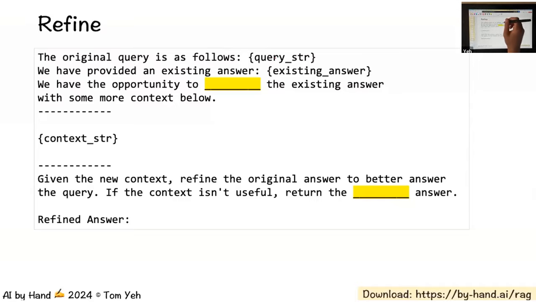So refine the original query as follows: query, but we have provided an existing answer. In this case, we're not asking the large language model to generate new stuff. We have actually quite an answer maybe from our database. We want the large language model to refine it. So we have the opportunity to refine. So tell the large language model to refine the existing answer with some more context below. This comes from the database, and given the new context, refine the original answer to better answer the query. If the context isn't useful, just return the original answer. You don't have to refine. You could just keep the original answer, and the refined answer, and send all this to the large language model to continue to provide the refined answer.